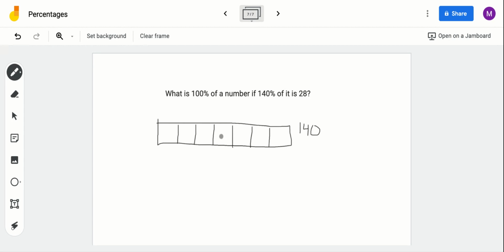One, two, three, four, five, six, 7. And so each of these is 20% because we did 140 divided by 20, we got 7. So each of these is 20. So my 100% is 1, 2, 3, 4, 5. 100% is going to be just 5 of those.